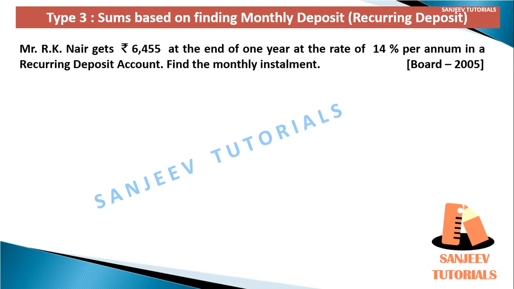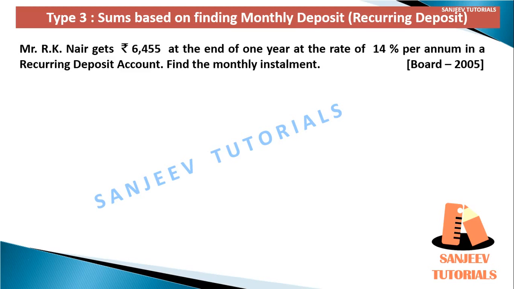Question number 5. This is the third type of sum where we are supposed to find monthly deposit. This is a board examination 2005 sum. The question states Mr. Nair gets rupees 6,455 at the end of 1 year at the rate of 14% per annum in a recurring deposit account.